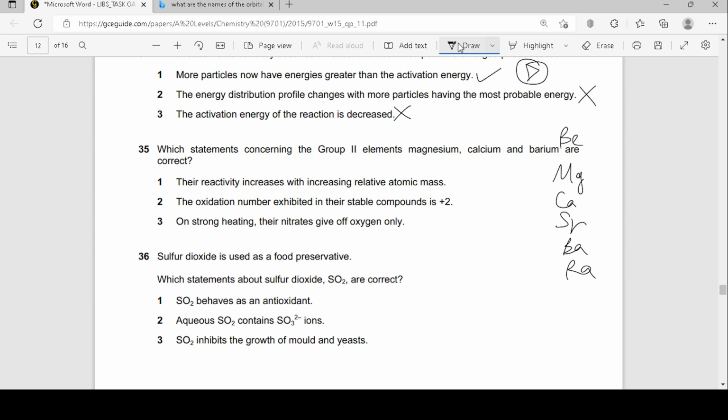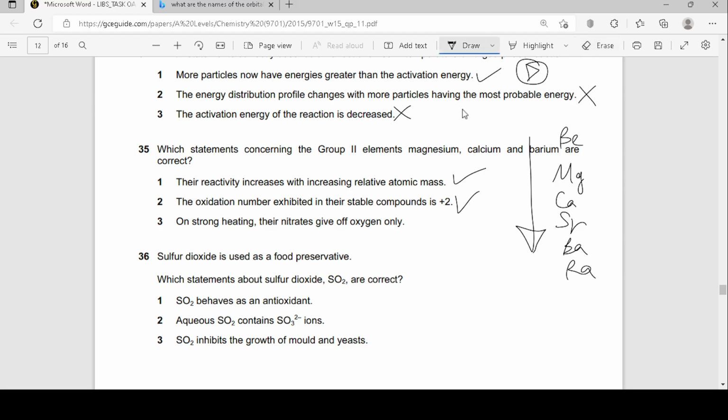And which statements are right? The reactivity increases with increasing relative atomic mass. That's true. The reactivity increases deep down the group, and the relative atomic mass also increases down the group. The oxidation number exhibited in the stable compounds is +2. That's right. Group 2 tends to have +2 oxidation state, fixed usually.